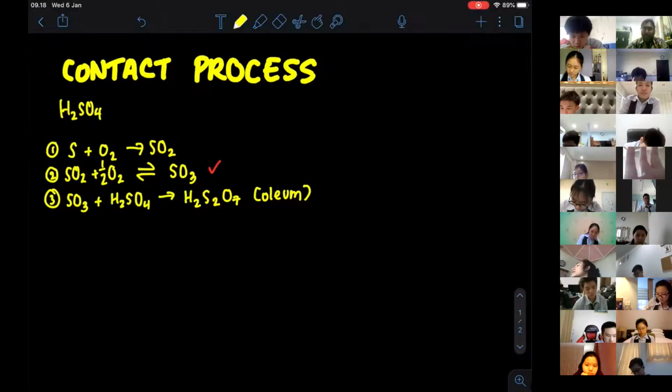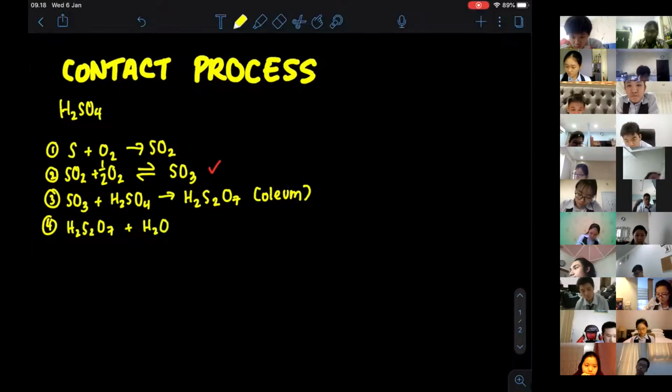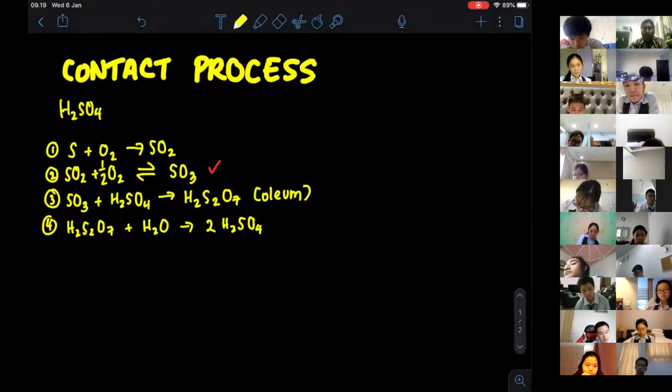After that, once you have oleum, you are going to have the fourth step, which is H2S2O7. You are going to put water, it will react with water, and it will give you 2 moles of H2SO4. So this is the part. In order to produce sulfuric acid, you are using sulfuric acid. But do remember, in industry it's actually using a small quantity of sulfuric acid to produce more. So H2SO4.